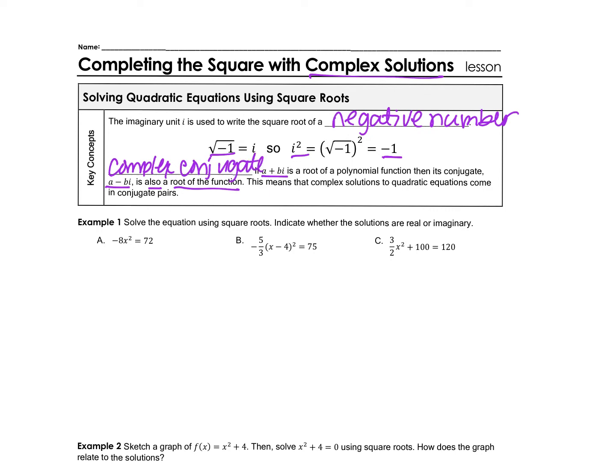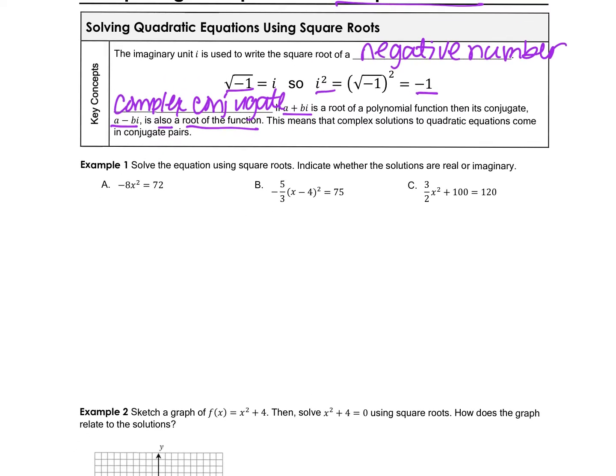Okay, so let's look at this first part. We're going to solve each equation using square roots. So we've actually already done this before. Now, the square root method only works whenever you are missing the x term. So you just have something squared and a constant. If you're missing just the x term, you're able to use the square root method. After we solve it, we're going to indicate whether they're real or imaginary solutions.